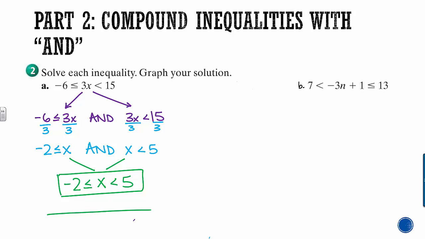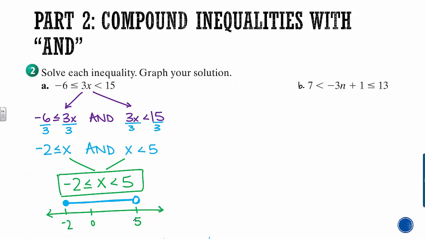When we go to graph this, because x is in between these two things, that tells us where all of our solutions are going to be. We can equal negative 2, so we can fill that circle in, but we can't equal 5, so leave that one open. We want x to be in between, so any of those numbers inside of there work.